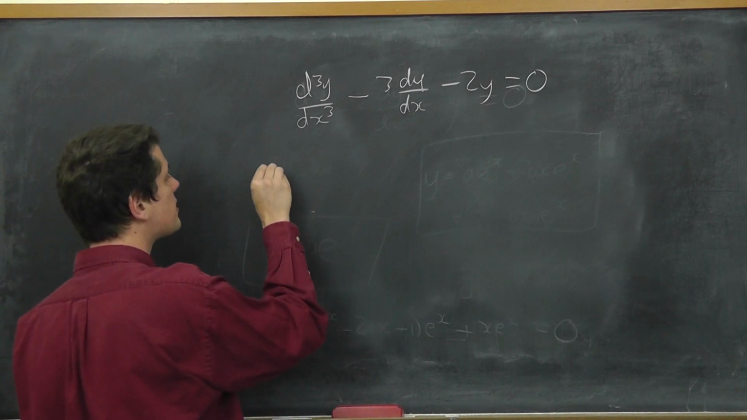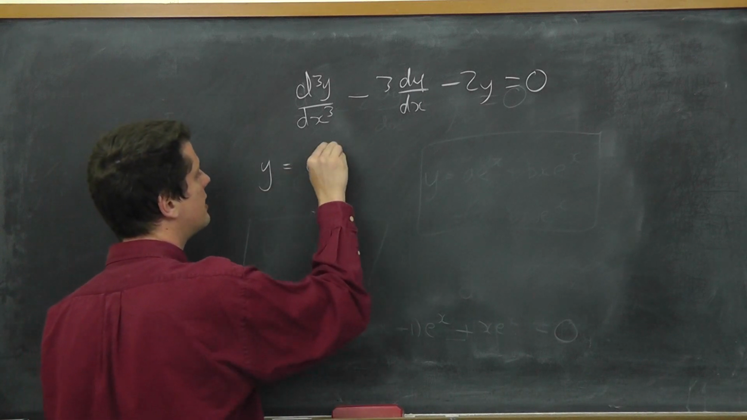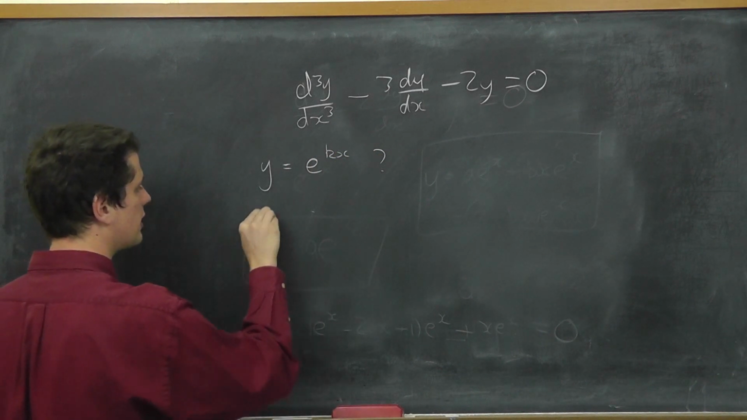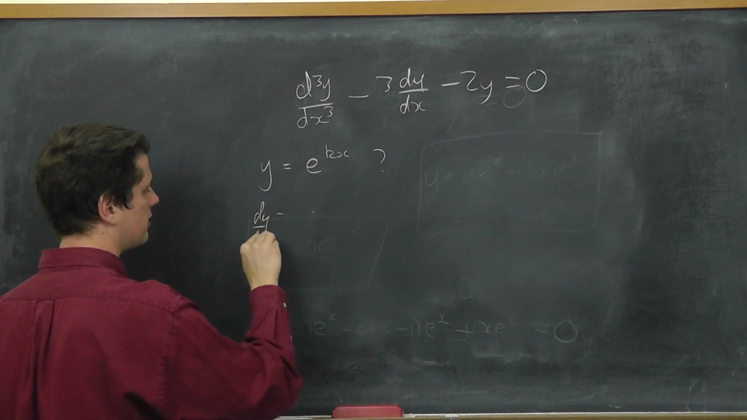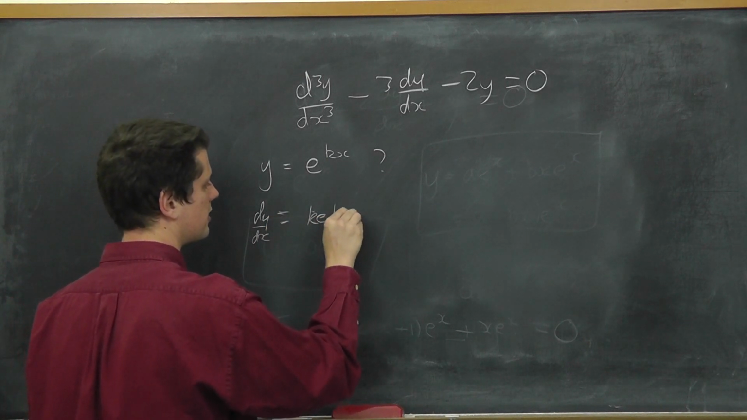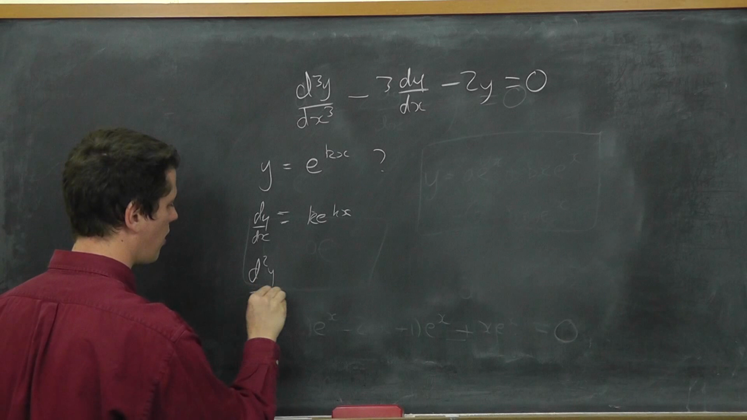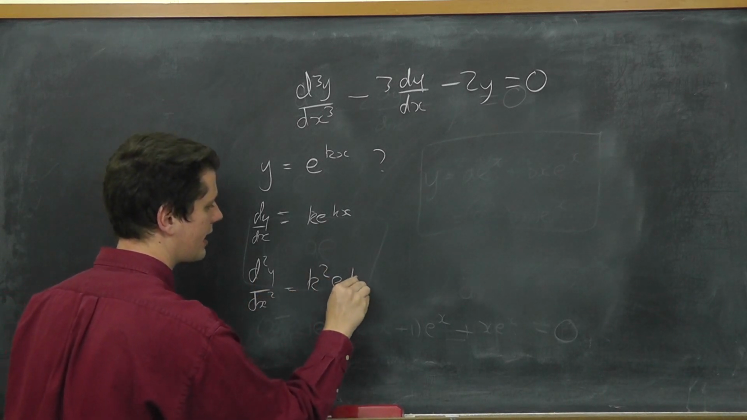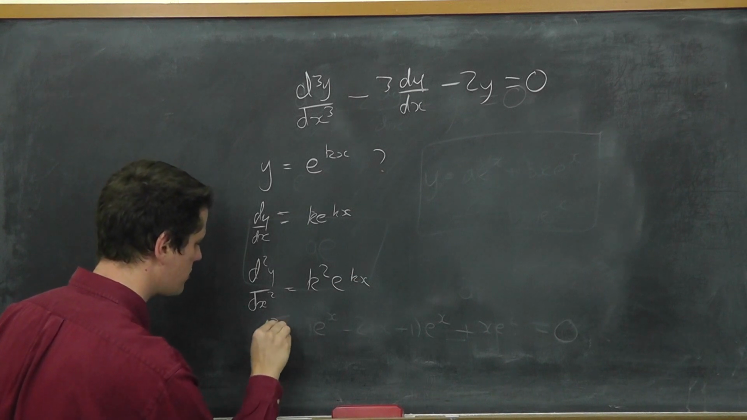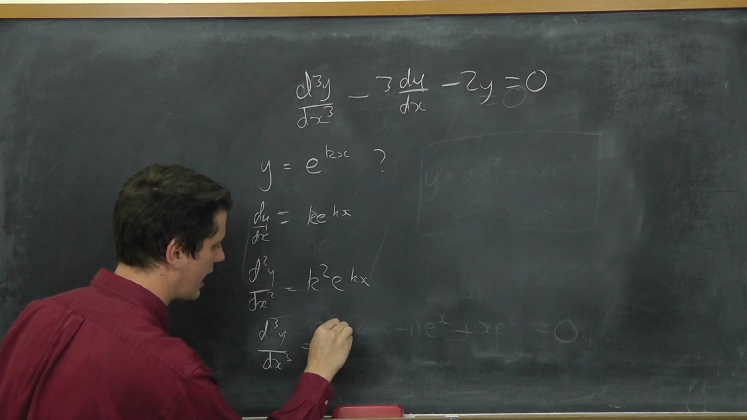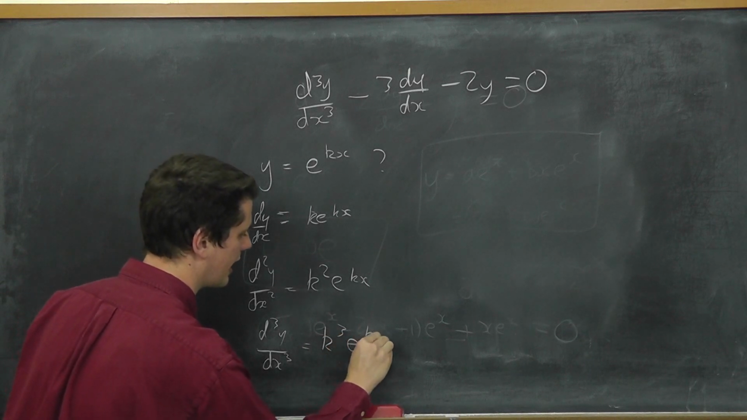If we guess that y equals e to the kx for some k, then of course dy by dx equals k e to the kx, and d2y by dx squared equals k squared e to the kx, and d cubed y by dx cubed equals k cubed e to the kx.